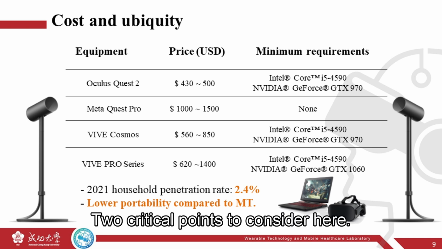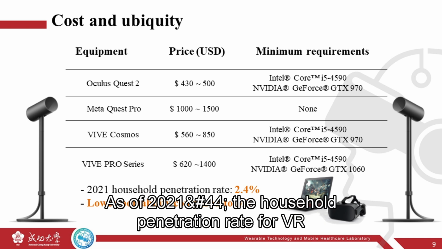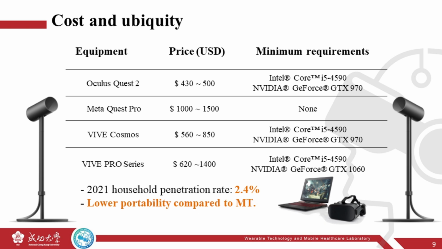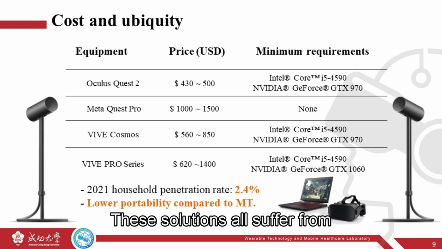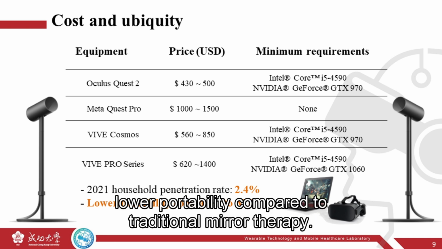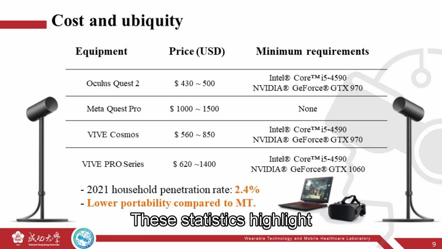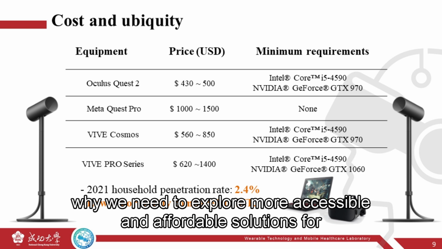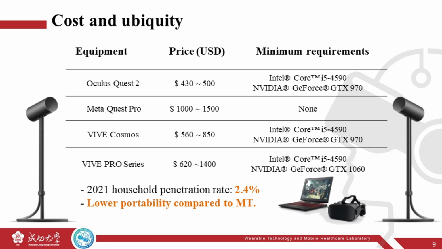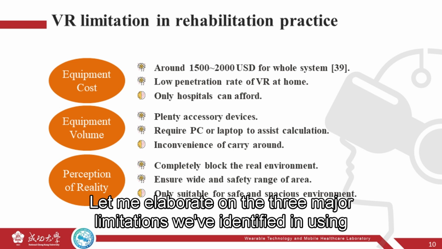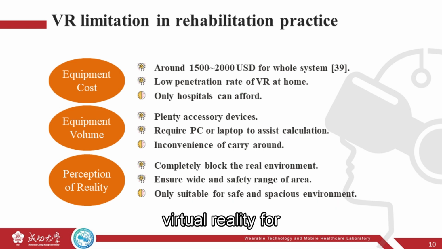Two critical points to consider here. As of 2021, the household penetration rate for VR equipment was only 2.4%, indicating very limited accessibility. These solutions all suffer from lower portability compared to traditional mirror therapy. These statistics highlight why we need to explore more accessible and affordable solutions for rehabilitation therapy. Let me elaborate on the 3 major limitations we've identified in using virtual reality for rehabilitation practice.